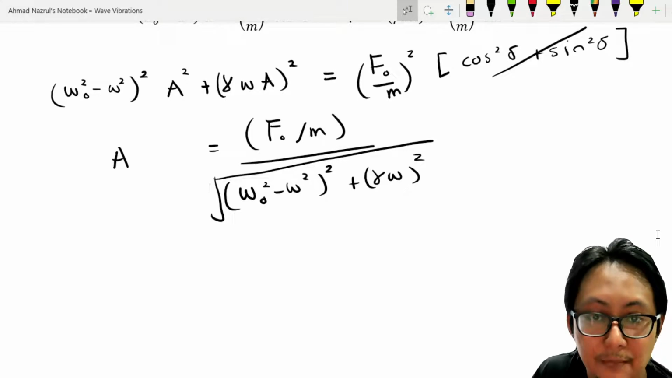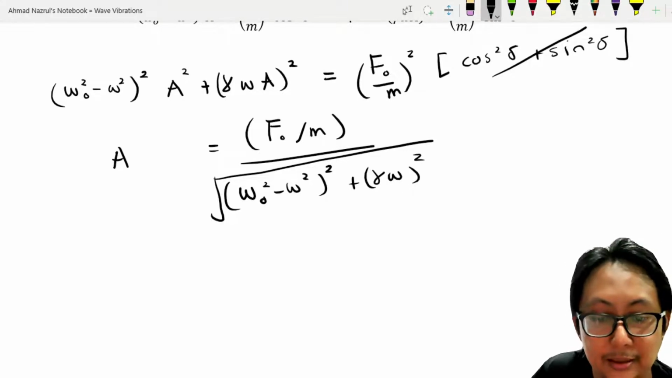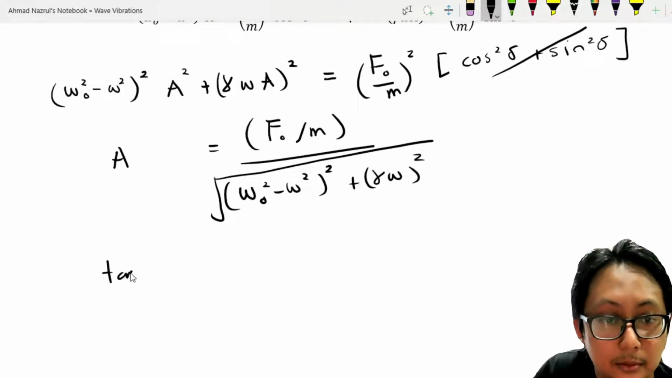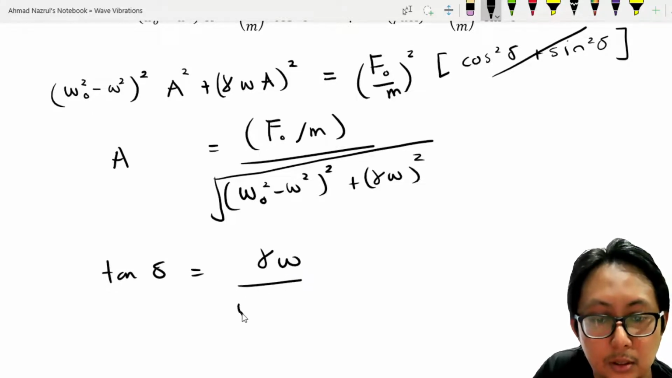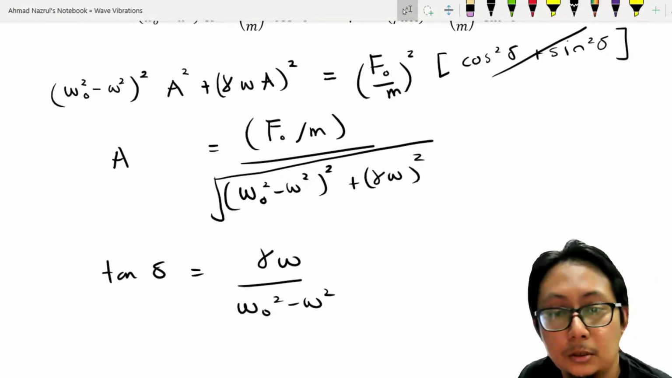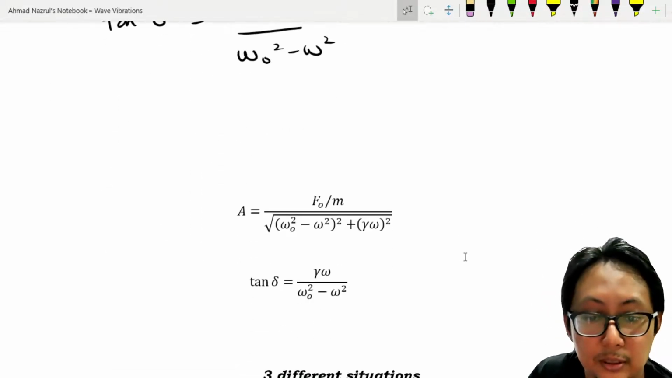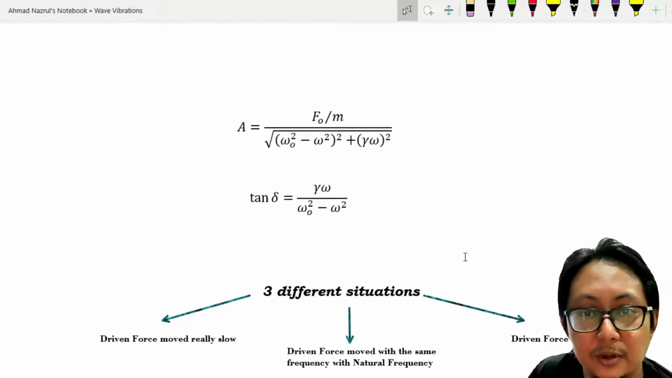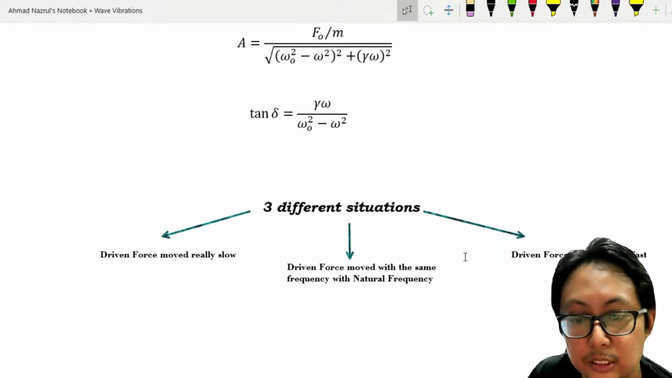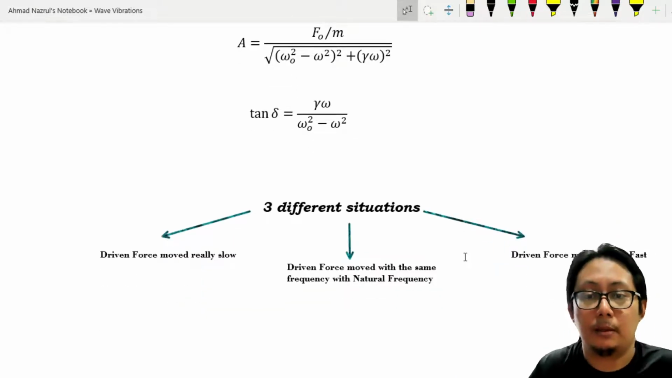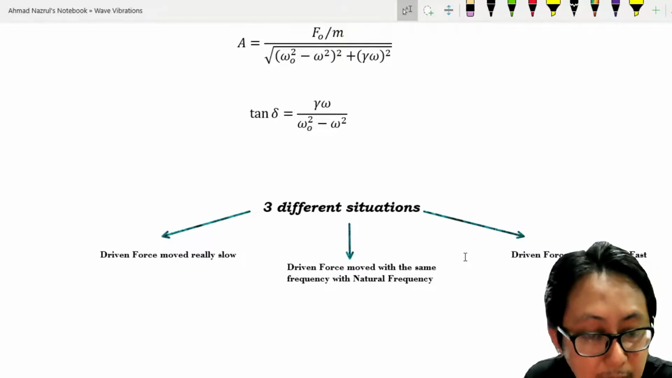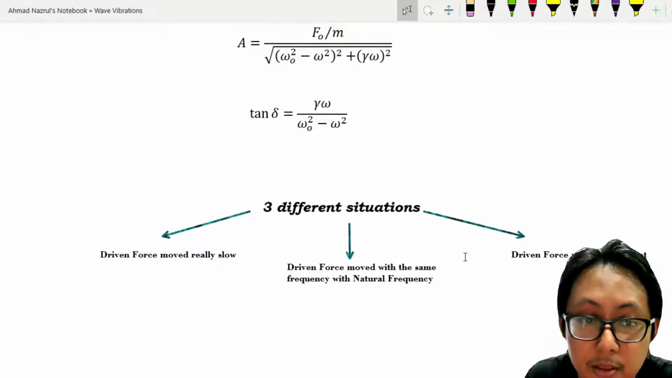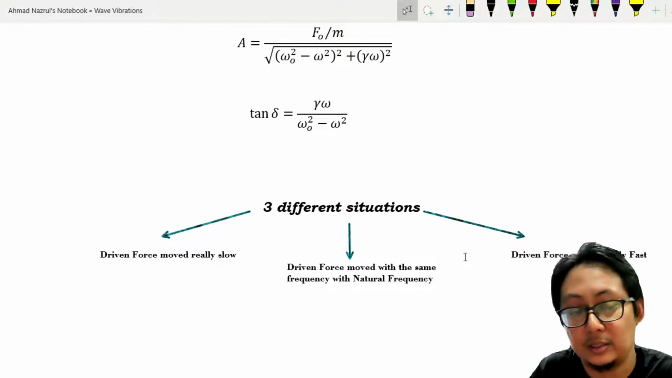So what happened here? Okay, and then for tan delta we can get here gamma omega over omega naught square minus omega square. Right now we have three different situations, and I believe that sometimes it's quite difficult to imagine unless we have an example that we can explain later.